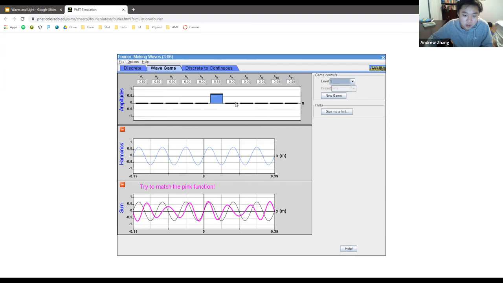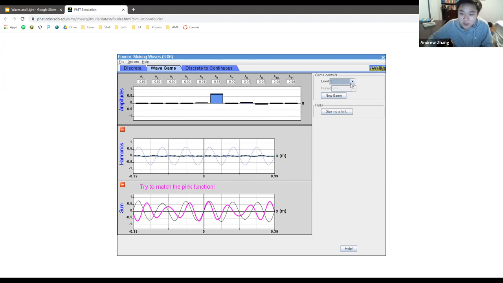Maybe level 5 is a bit harder or something. Try something like this. I don't know. I'll just mess around with it a bit. These levels are harder. But yeah, you can see how this game plays, and you guys can just mess around with this if you want.